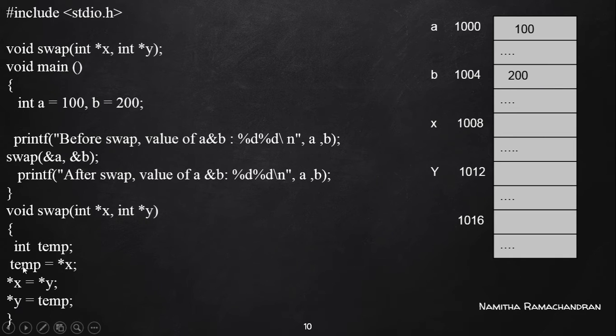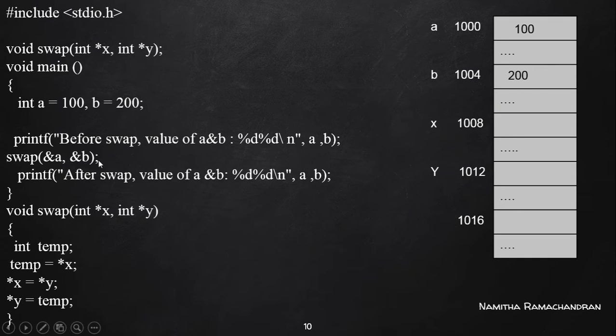So this is the function definition part. In the definition part, we use two integer pointers, int star x and int star y. This asterisk symbol indicates that these two are pointer type variables, not common variables. So using these x and y pointer variables, we can point to the address of our actual variables. Here it is the function call, swap of a, b.